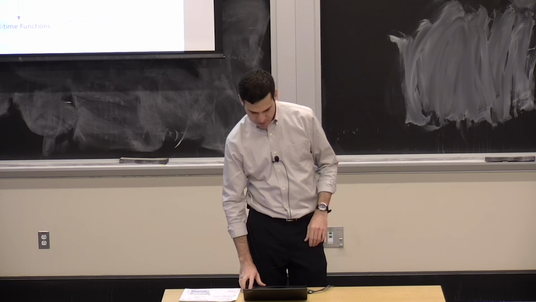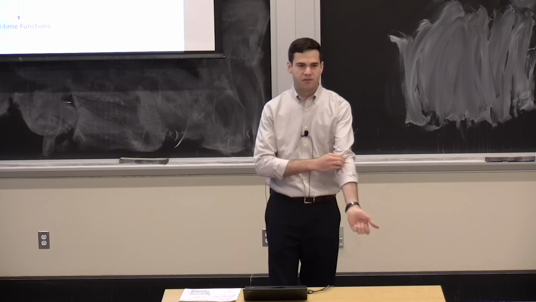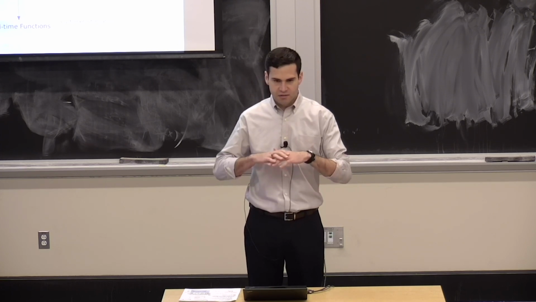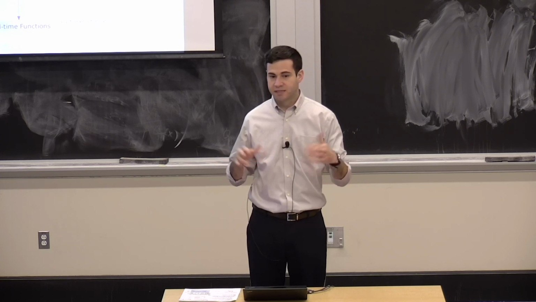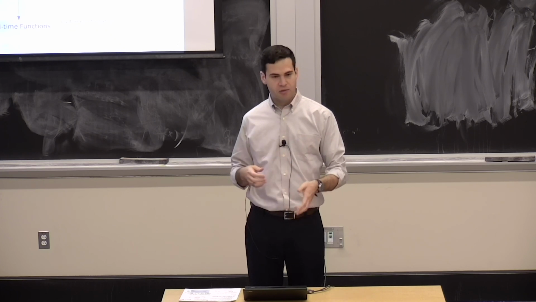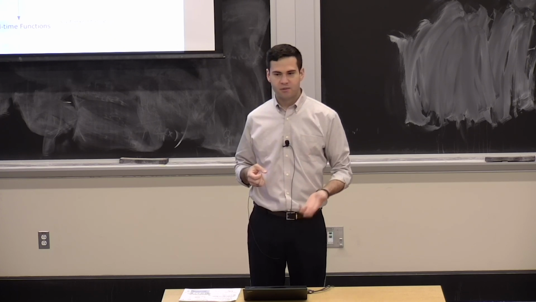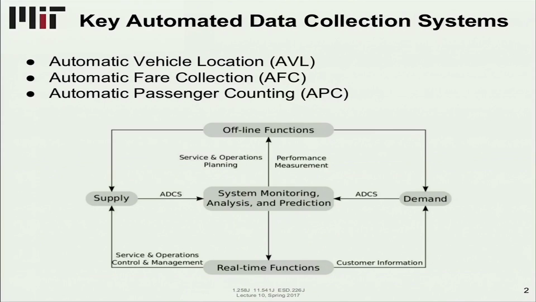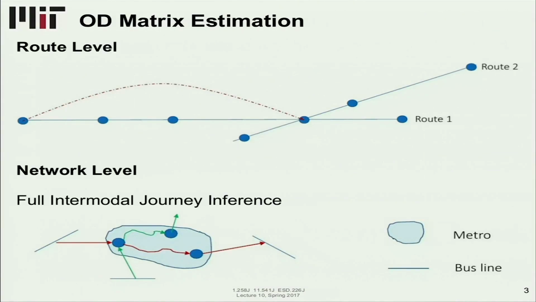So it used to be that we had to use manual surveys. They were expensive. They didn't cover all the times or places very well. And now, with all these automated data collection systems, we can infer some of the origin-destination matrices from the data. And that's what we want to understand. How does it happen? What can we do? How can we do it? So OD matrix estimation can happen at different levels. One way of looking at it is to think about route level versus network level.